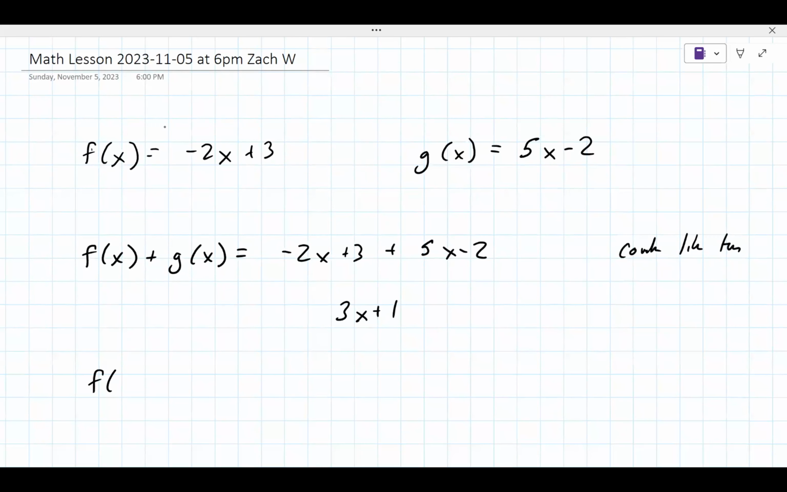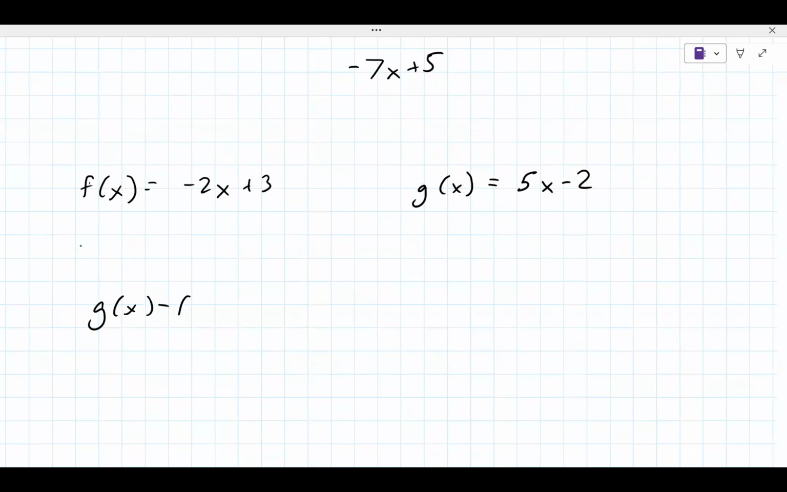Okay. Now when you subtract, the order matters. You have to take the first one, but when you subtract the second one, you're subtracting all of it, so it goes in parentheses, which means you have to distribute that negative to both. So that becomes 2x plus 3 minus 5x plus 2, and that would be minus 7x plus 5. Right.